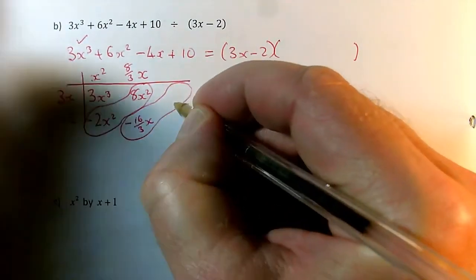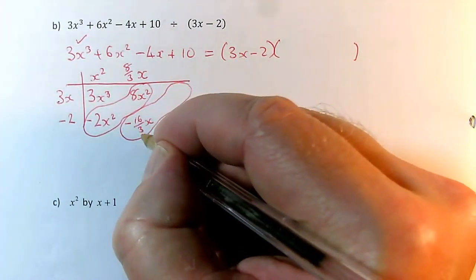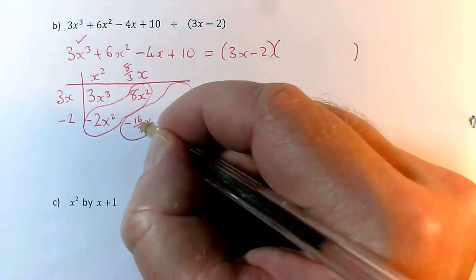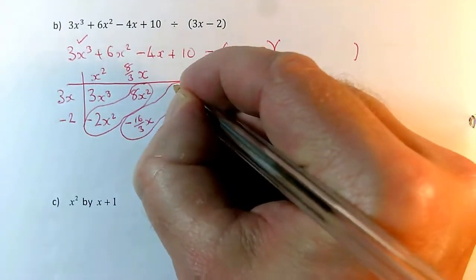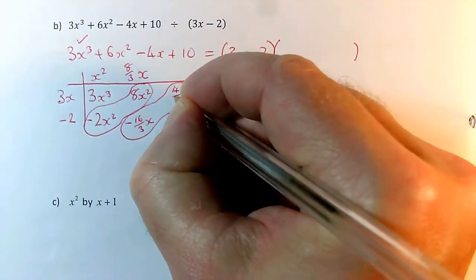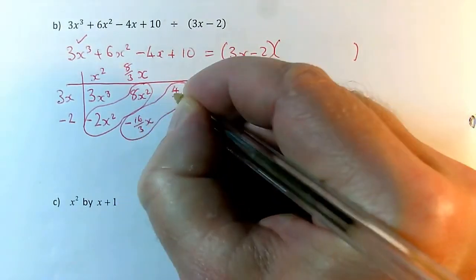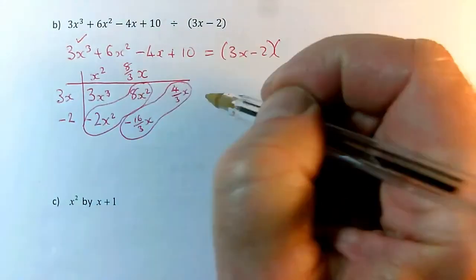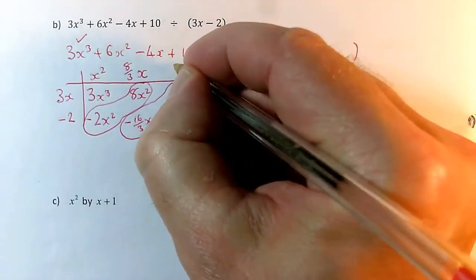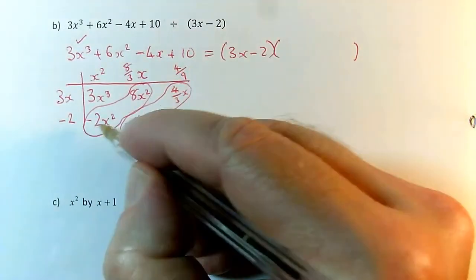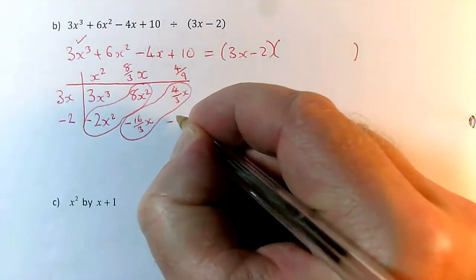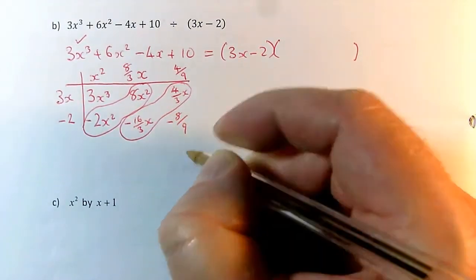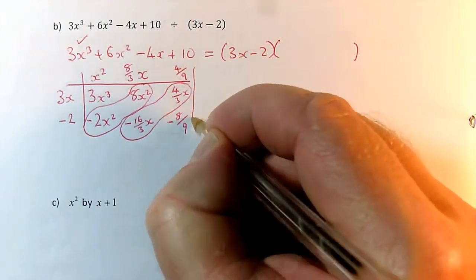And overall I need minus 4x. Okay, so how many x's do I need to combine with my minus 16/3 x? Well, minus 16/3 is minus 5 1/3, isn't it? So I need to add 4/3 of an x. Okay, minus 16/3 plus 4/3 is minus 12/3, and minus 12/3 is minus 4x, which is what I want. What do I need to multiply 3x by to get 4/3 of x? It must be 4/9. And minus 2 times 4/9 is minus 8/9. Yes, it is. And so that is the end of the table proper.